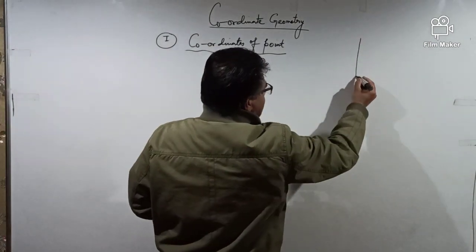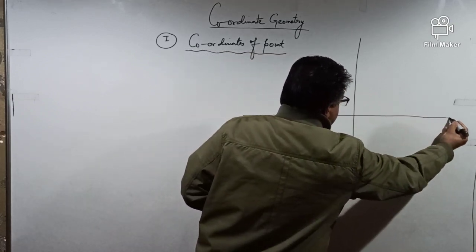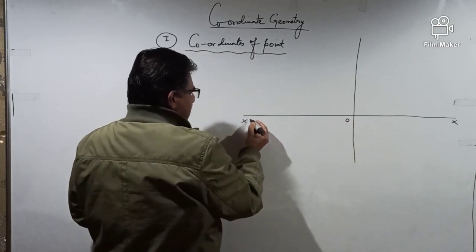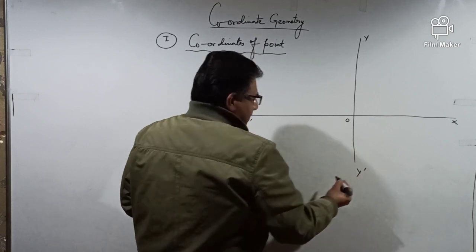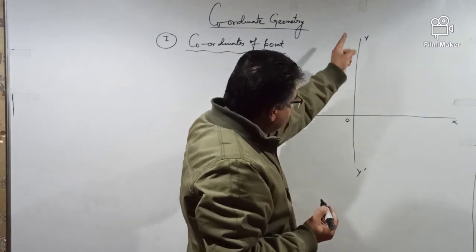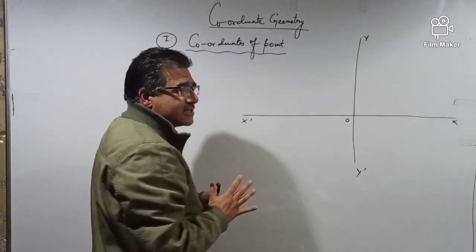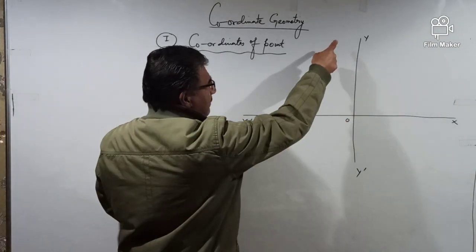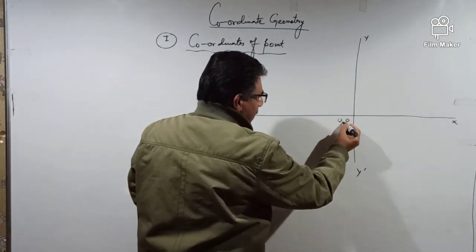We take two axes, x-axis and then y-axis. This is x, O, x dash. This is y, O, y dash. These are the two axes. These are called the coordinate axes. And this plane is called the Cartesian plane. So x, O, x dash, y, O, y dash, they are the two axes, and this O is the origin.